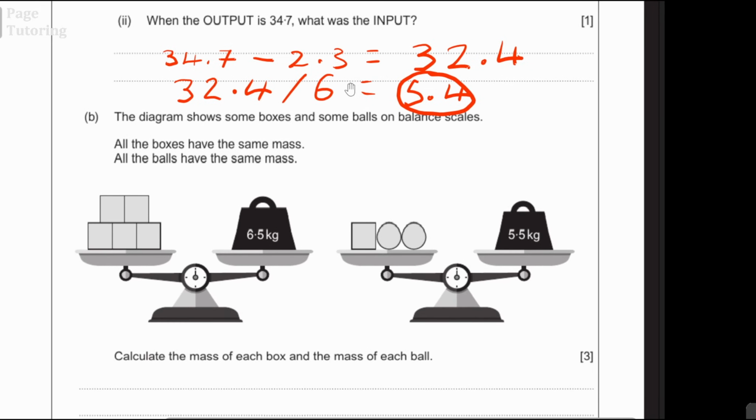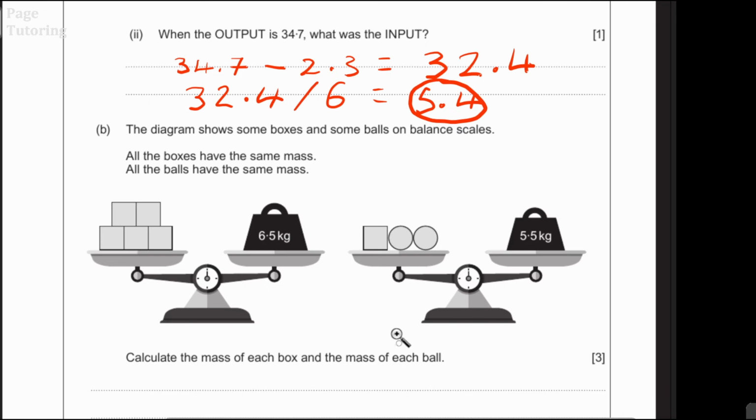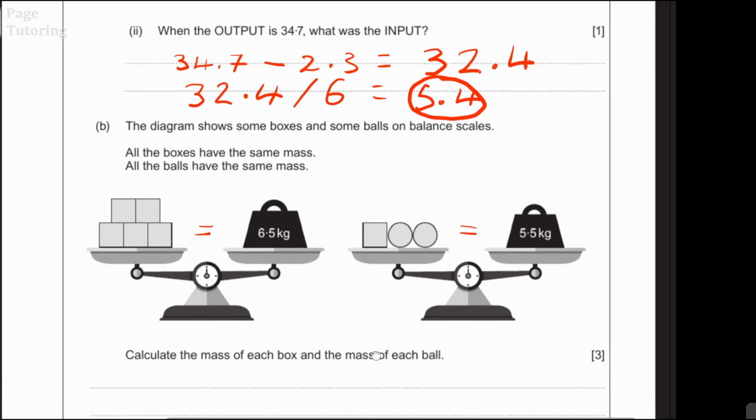Part B. The diagram shows some boxes and some balls on balance scales. Now you should know about balance scales, like this type of scale that you're seeing here, that whatever's on one side is equal to whatever's on the other. So I'm going to put some equals here and some equals here. It says all the boxes have the same mass. So mass, you should have bells ringing in your head. Mass also means like weight. All the balls have the same mass. So it's the same for the balls. These two balls are the same weight, and all of the squares, the cubes or boxes, are the same weight.